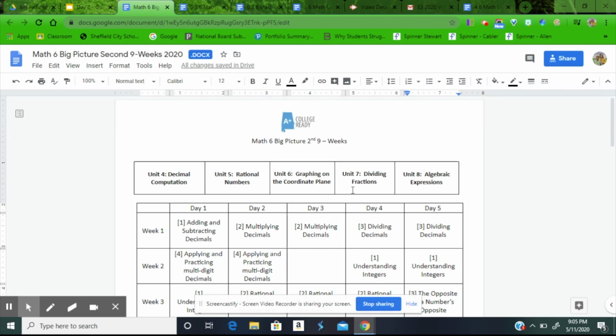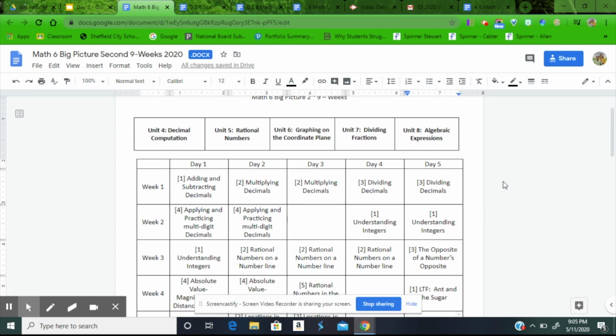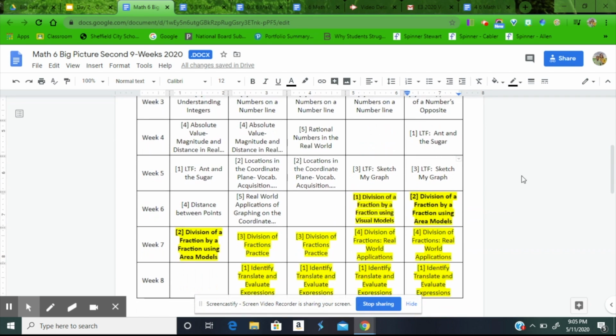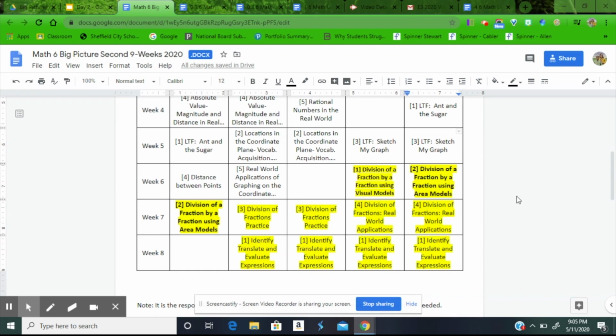As you'll see here, Unit 7, which is dividing fractions, is found in the second 9 weeks. If we scroll on down, we'll see that the area highlighted in yellow here is our Unit 7. We're going to be looking at and training today division of a fraction by a fraction using visual models. And you can see that starts towards the end of week 6 in the first 9 weeks.